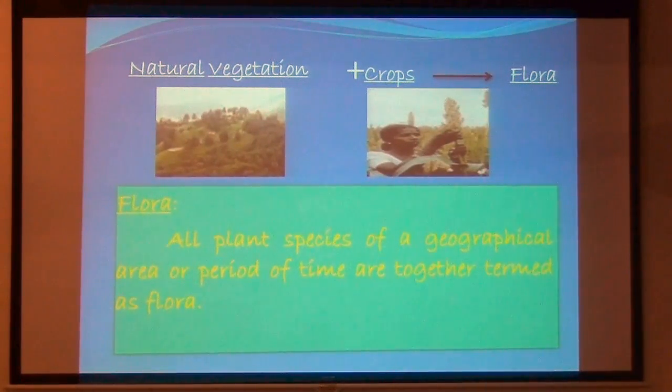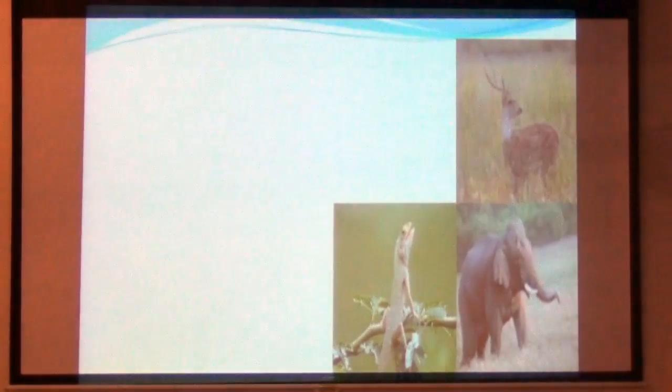That is their flora. Next important key concept that we need to understand is animal species. Animal species are very important to understand. You see on the screen and identify a very common characteristic of these animal species.